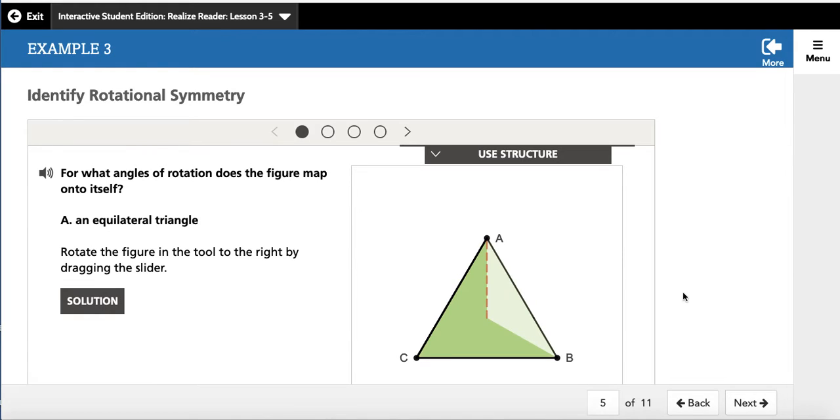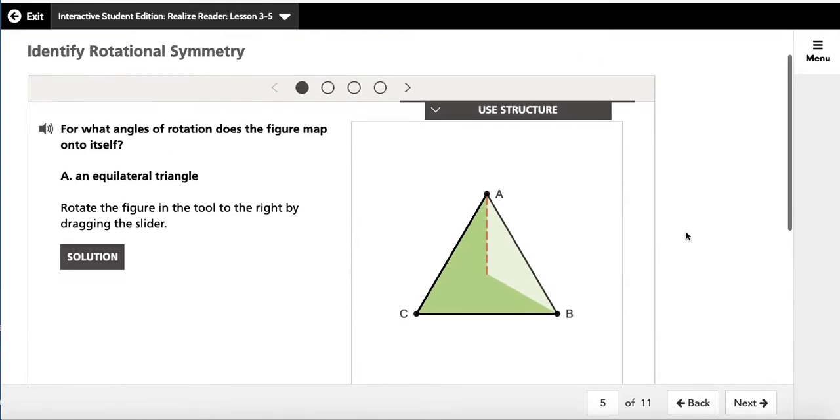Hello geometry students. This is the video for example 3 for geometry topic 3 lesson 5. Now we're going to identify rotational symmetry. For what angles of rotation does the figure map onto itself?